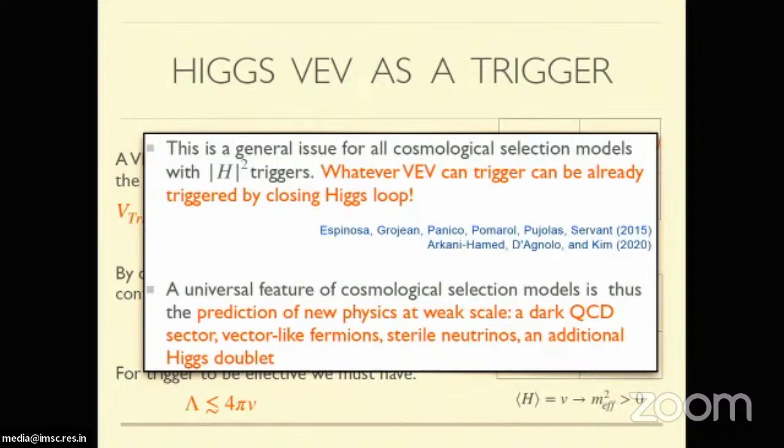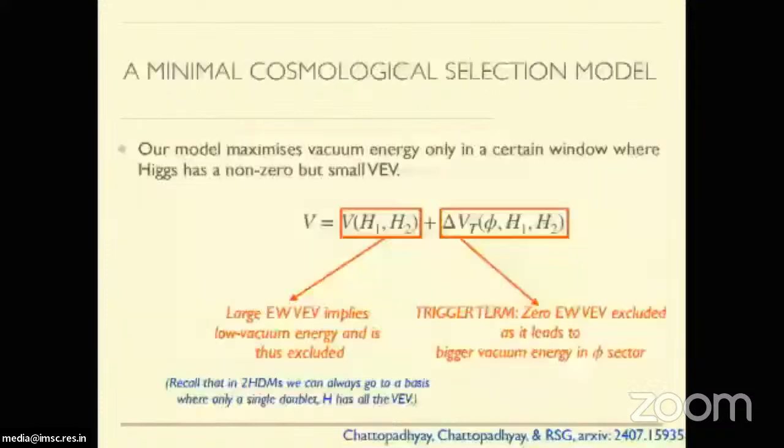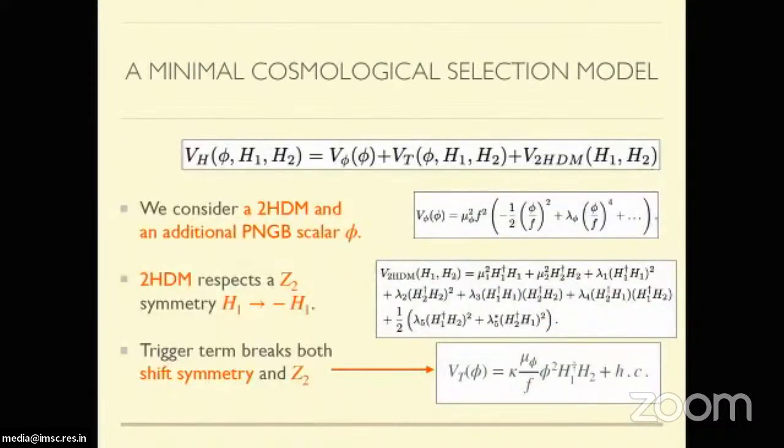So either you have to cut off this loop, with some new dynamics at the TeV scale below this 4 pi v. Or the other option, which is the neater option, is to go to a 2 Higgs doublet model. So instead of having 1 Higgs, you have 2 Higgs doublets. And now the term looks something like this. Now you can't close the loop.